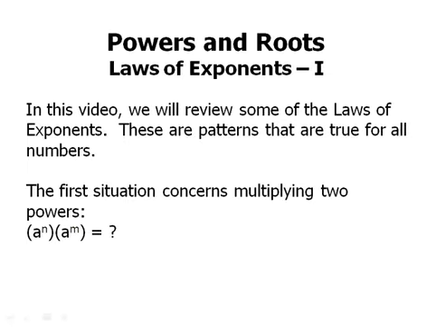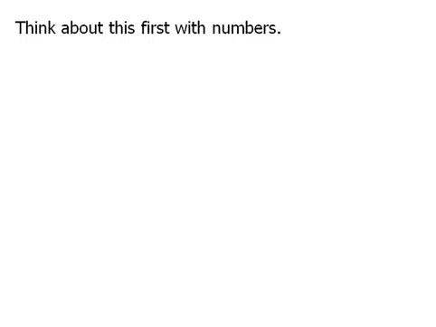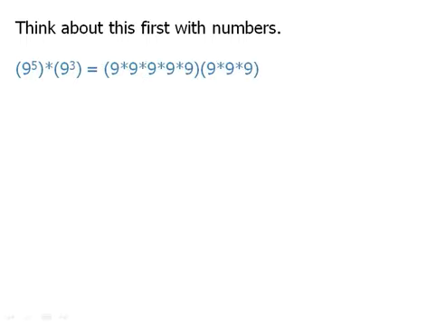So, in order to understand multiplying two powers, let's think about numbers. If I have 9 to the 5th times 9 to the 3rd, well, think about what that means. What fundamentally is 9 to the 5th? 9 to the 5th fundamentally means 5 factors of 9 multiplied together. And 9 cubed means 3 factors of 9 multiplied together. So in other words, I'm multiplying something with 5 factors of 9 times something with 3 factors of 9. And of course, when I multiply, I can just put all those factors together.